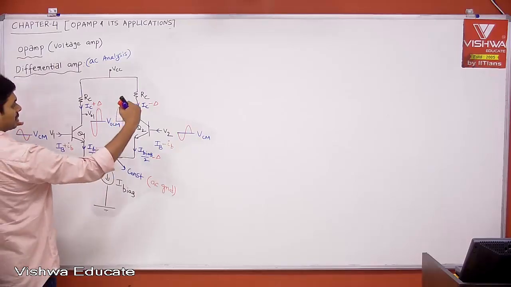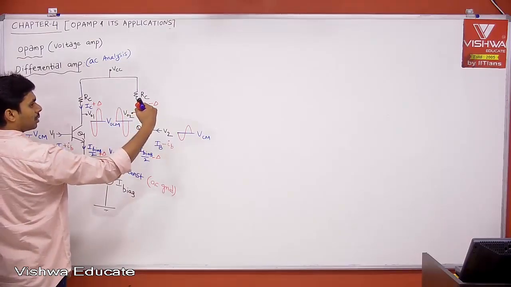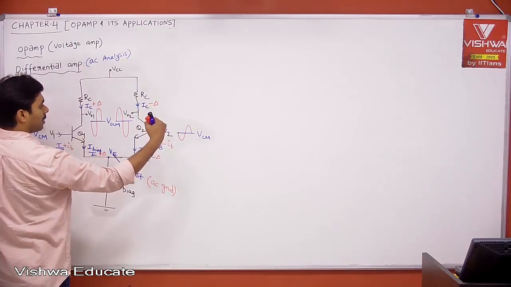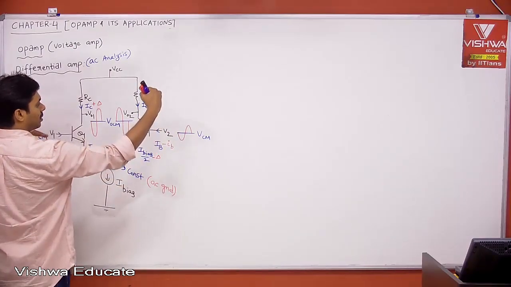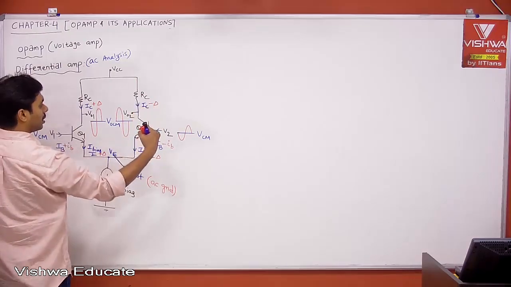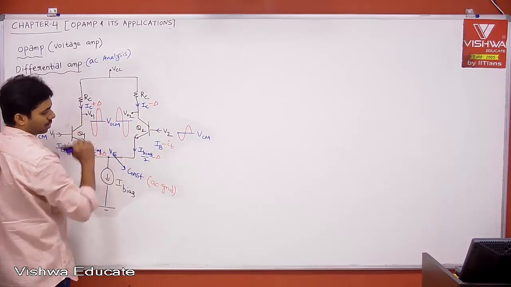When you apply the differential input, what is differential input? When V1 is increasing, V2 should decrease. When V1 is decreasing, V2 should increase. Therefore, this is what is called differential input. For this input, you will see the change in output voltage.